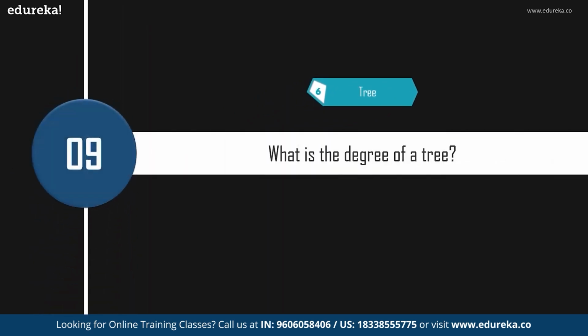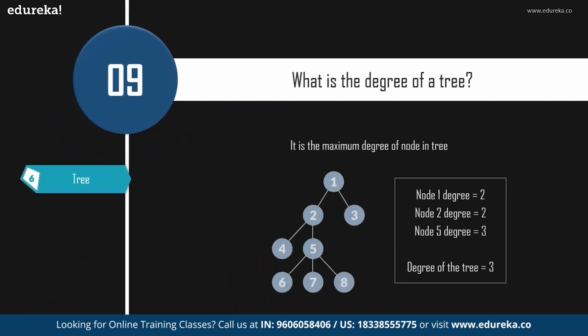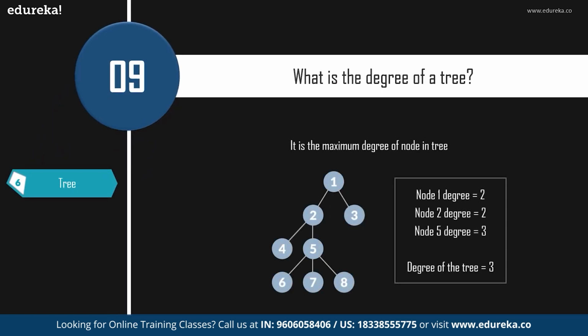So the next question is, what is the degree of a tree? So degree of a tree is the maximum degree of any of its nodes. For example, here you can see node 1's degree is 2, node 2's degree is again 2. Node 3's degree is 0 as it does not have any children, but node 5's degree is 3, which is highest among all the nodes. Hence, the degree of the tree will be 3.